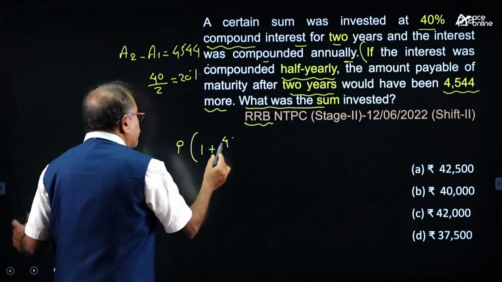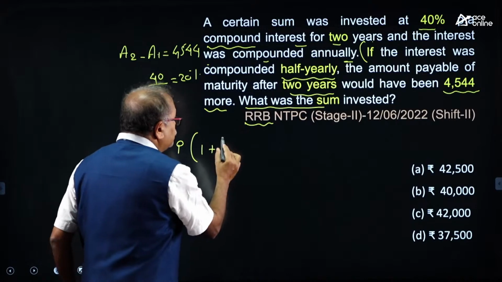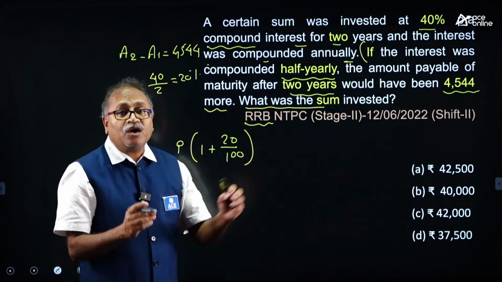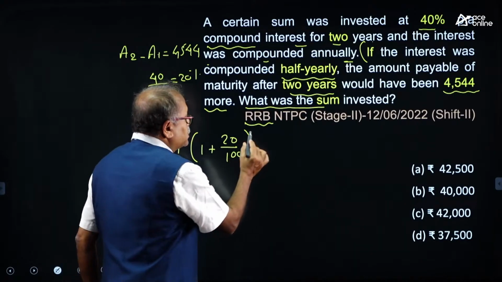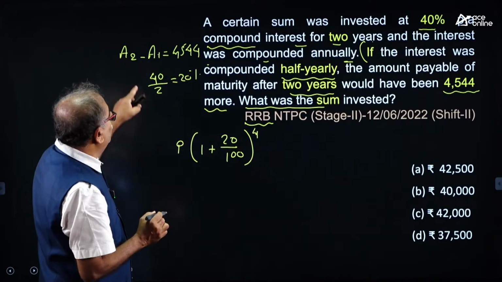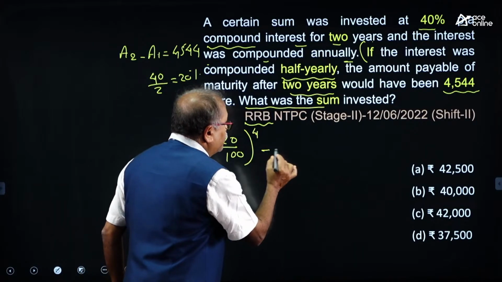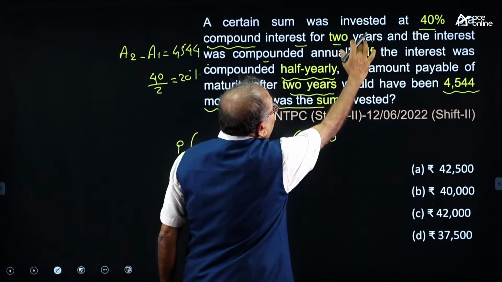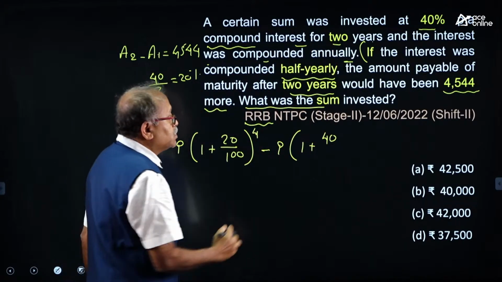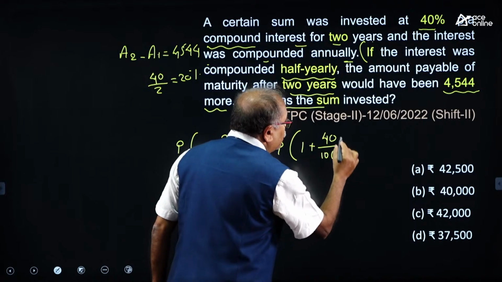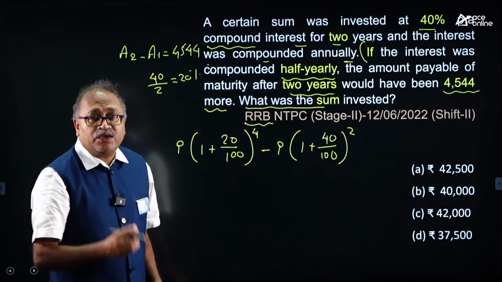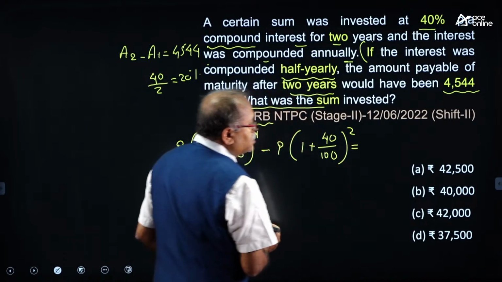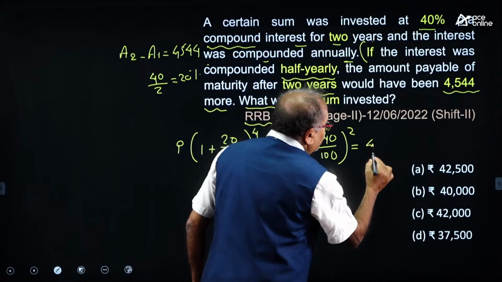So, you will write down this one as 20 by 100 to the whole power. In 2 years, how many half years are there? 4 half years are there. So, this is the second amount minus first amount, that is P into 1 plus R. Here it is annually compounding in the first case. So, that is 40 by 100 to the whole power 2, because n is 2 years when you are annually compounding, and that difference is given to us as 4544.